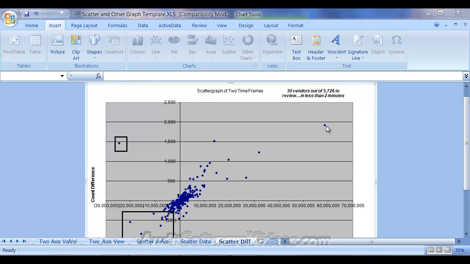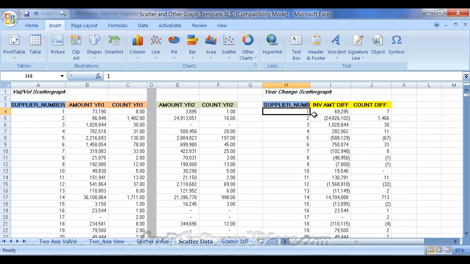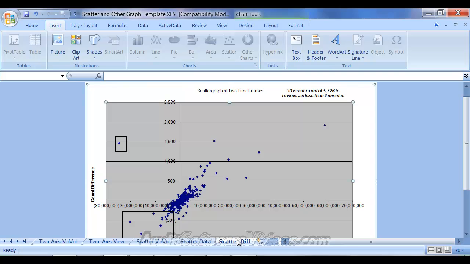So heading back into Excel, we can start to highlight some of these points so that we can go back into the scatter data and into this scatter graph here and look for those differences. So here is one, $58 million. Shouldn't be that hard to find. However, over on the left-hand side, what's interesting here is that we can actually see that we have more activity, 1,466 more invoices, yet we have $24 million less of activity.